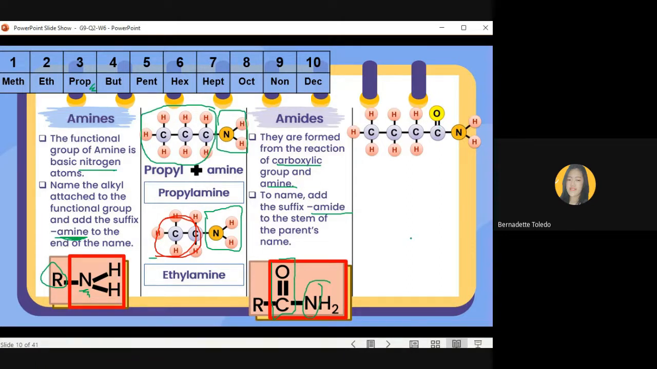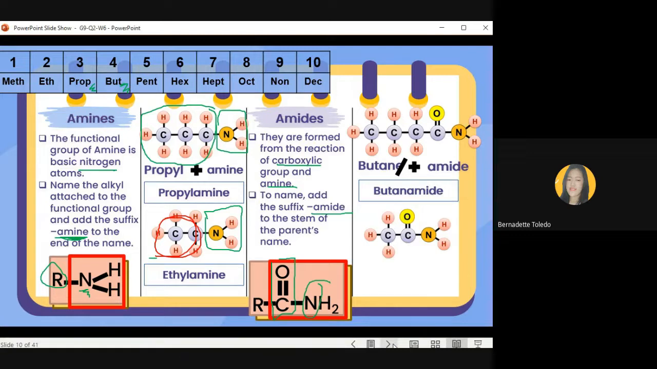So same with what we did kanina, bilangin lang ang carbon, then remove the letter E and end it with the suffix amide. So here we have 4 carbon and the prefix for 4 carbon is but. So the name of this one is butane. Cancel out the letter E and add the suffix amide to form the name of this compound, which is butanamide. Ganun lang siya. Another example, ayan, 2 carbons. So the name of the alkane of this compound is ethane. Then remove letter E and we will add the suffix amide. So the name of this compound is ethanamide.